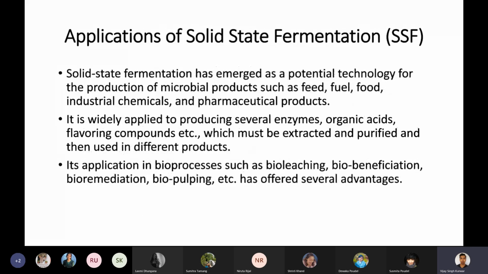So, solid state fermentation has emerged as a potential technology for the production of microbial products such as feed, fuel, food, industrial chemical, and the pharmaceutical products. It is widely applied to producing several enzymes, organic acid, flavoring compounds, etc., which must be extracted and purified, then used in different products. Its application in bioprocesses, bioleaching, biobenification, bioremediation, biopulping has offered several advantages.